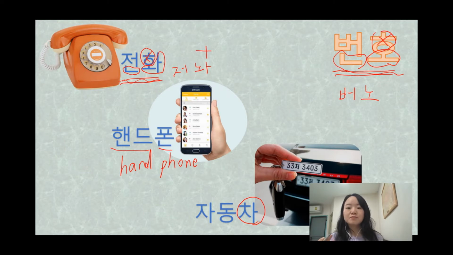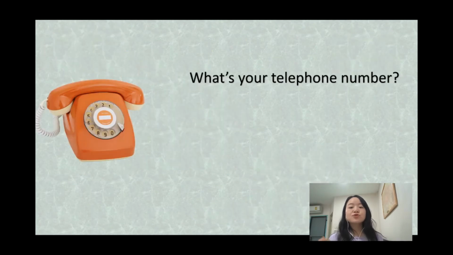Same. Mobile phone number is 핸드폰 번호. Okay, car, 차 번호. Okay, got it? Then move on. How to ask?